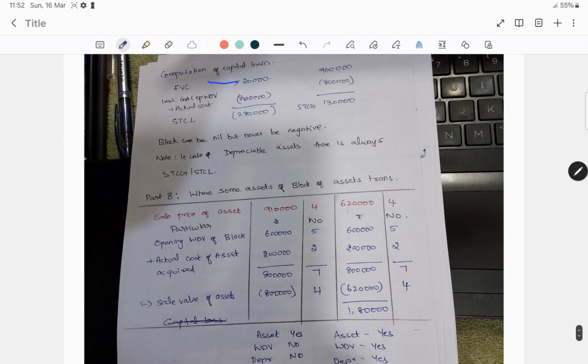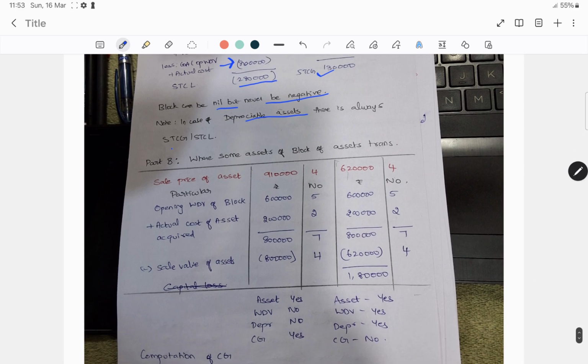Full value of consideration is 5,20,000 less cost of acquisition, which is opening WDV plus actual cost, 8 lakh. This is the resultant short term capital loss. What is the full value of consideration here? 9,30,000 minus 8 lakh, 1,30,000 is the short term capital gain. Block can be nil but cannot be negative. In case of depreciable assets, there will always be short term capital gain and short term capital loss where some block of asset does not continue to exist.